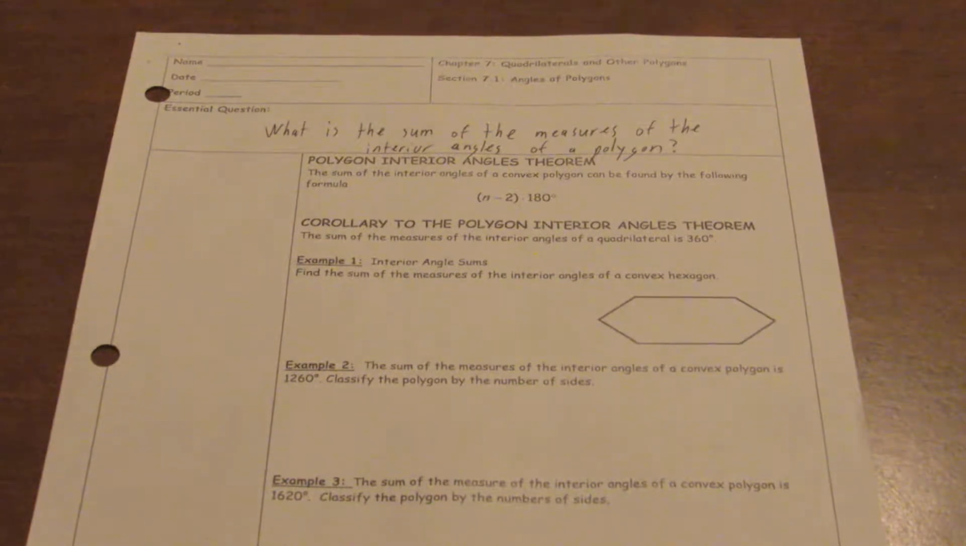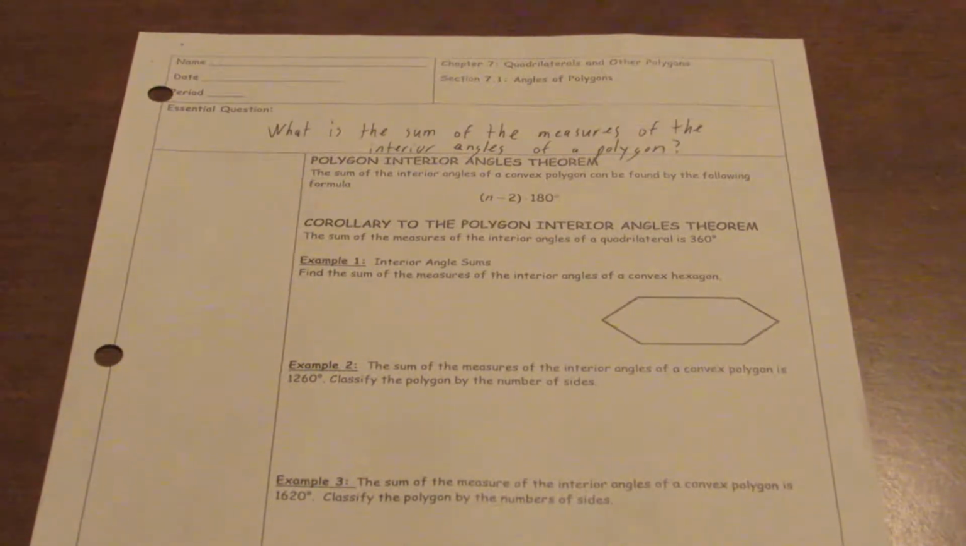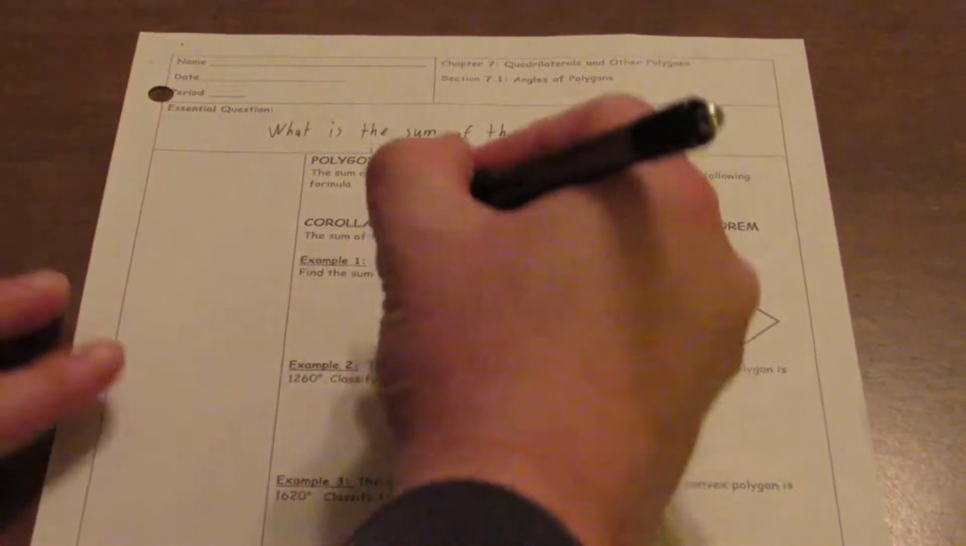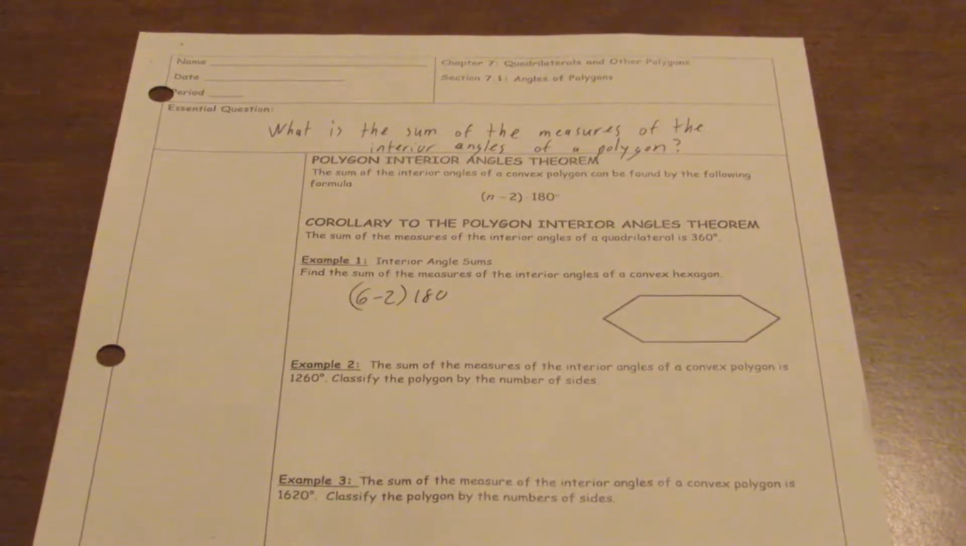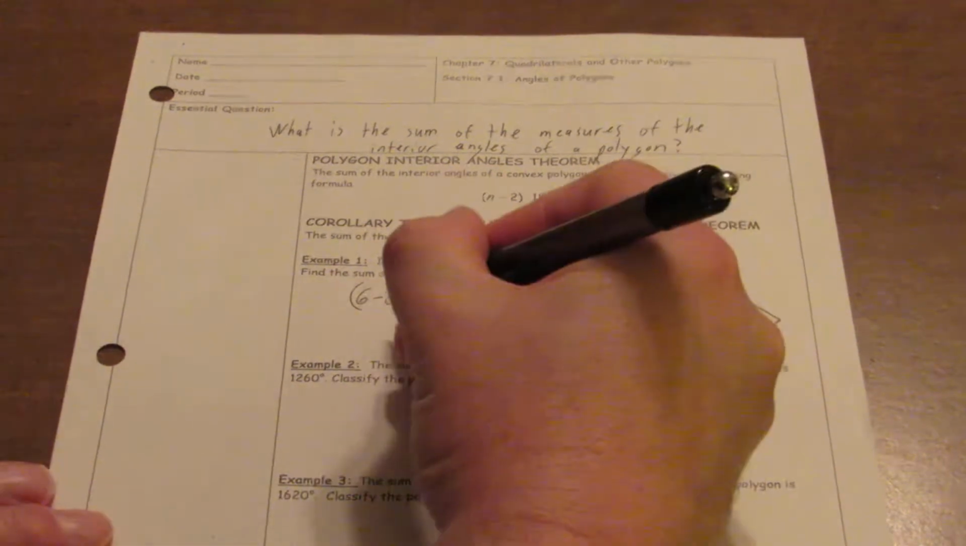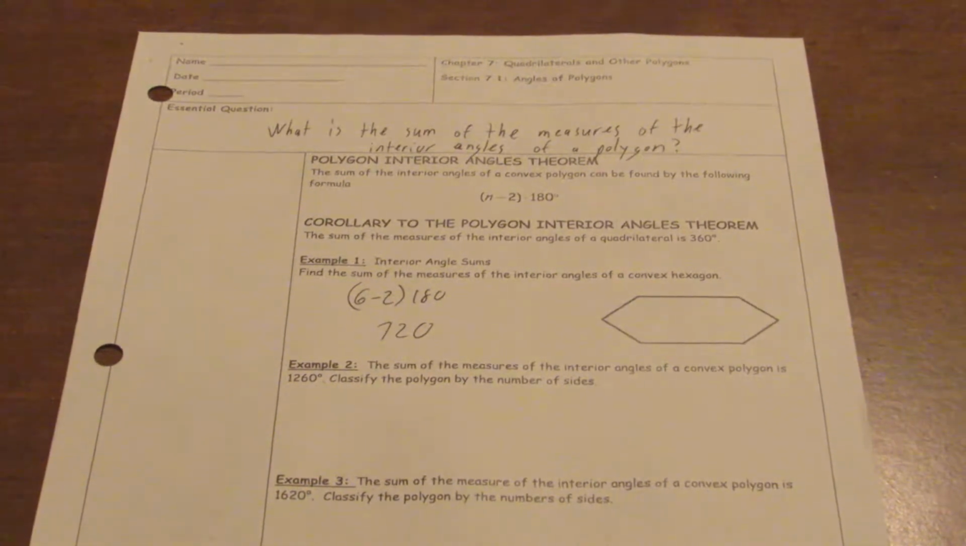The corollary just states the sum of the measures of the interior angles of a quadrilateral is 360, which we can show by plugging 4 in there. So an example of the type of problem you might see here, find the sum of the measures of the interior angles of a convex hexagon. So I look at my shape, I say there's 6 sides, I plug 6 in, 6 minus 2 times 180. So I'm doing 4 times 180, which gets me 720. You should know the names of the polygons. I can do this problem and not give you the picture.